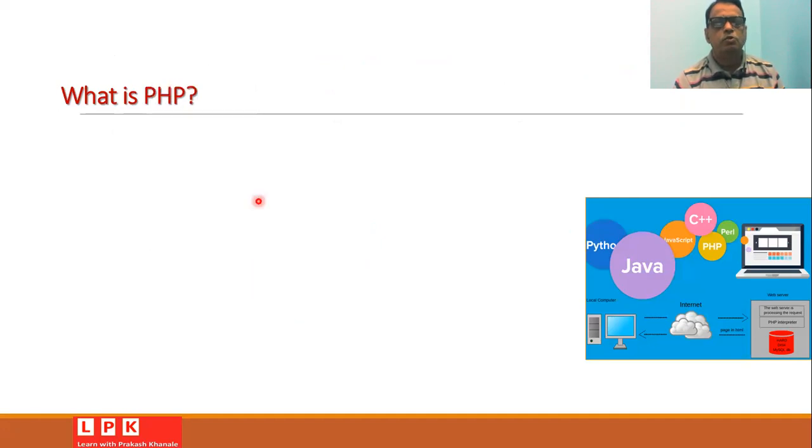So let us start the session with the question: what do we mean by PHP? So friends, you know that there are many types of programming languages available. Some of the languages are conventional high-level programming languages, such as C, C++, Java, and some of the languages are being used as scripting languages.